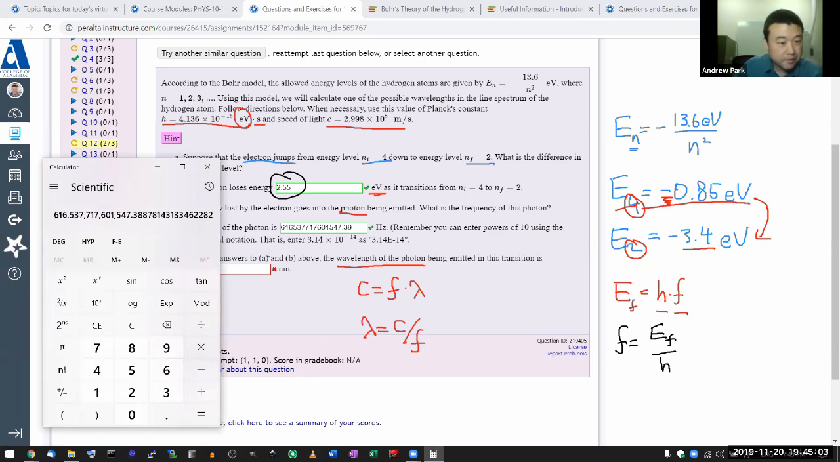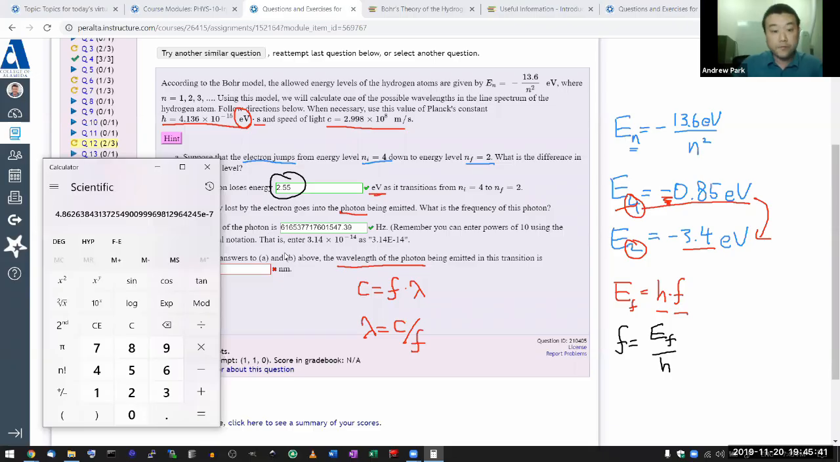So let's just plug in the numbers. I have 2.998 times 10 to the power of 8 divided by, let me just type in all that, 616,5377,1760,1547.39. I don't actually have to enter that many, but let me just do that. It's easier, oddly enough. All right. Then I get this number here.